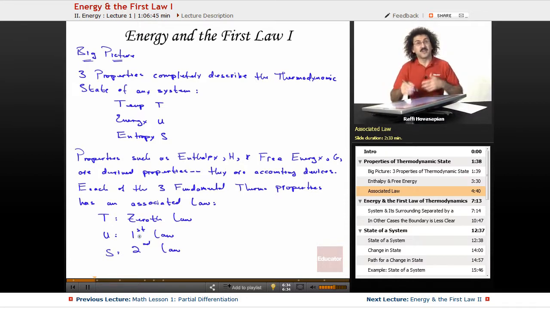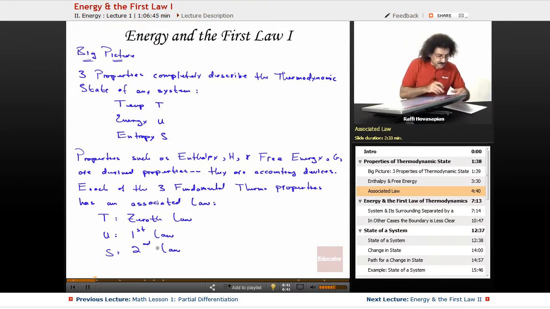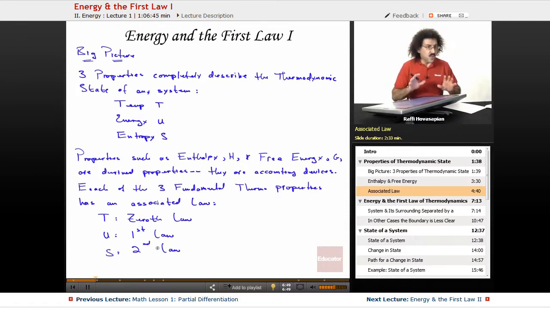Because they had already used the number 1, they decided to call it the zeroth law. So temperature, zeroth law; energy, first law; entropy, second law. Now, the third law is less general, and it only applies to one class of substance, a crystal, and under a specific set of conditions, basically 0 degrees Kelvin. These are general laws, the zeroth, the first, and the second. The third law is less general. We will be discussing it, but as far as the properties themselves are concerned, this is the relationship.